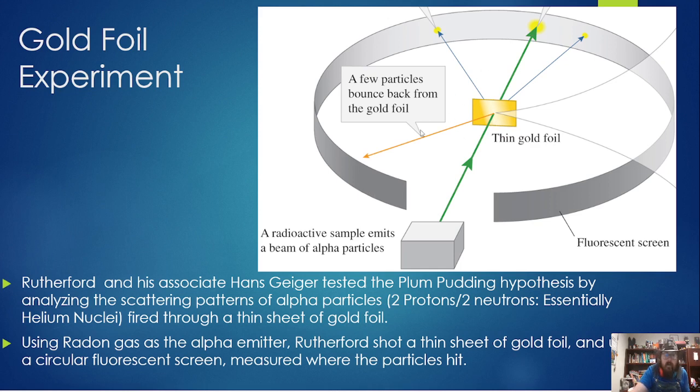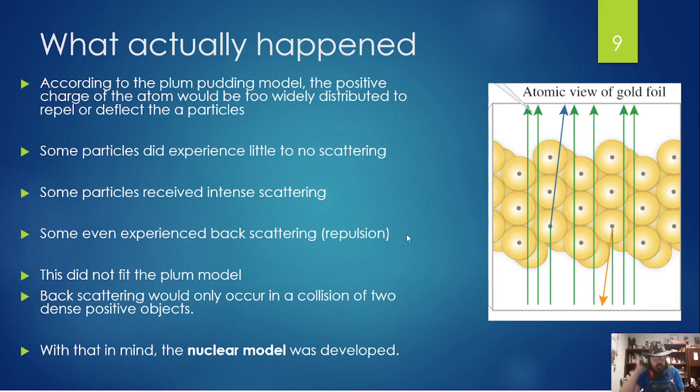Because the scientists didn't just look where they expected the answer to be, but looked at the whole picture. They found that what they thought they were going to find was not the case, because they went in with an open mind and analyzed the whole film. They found this unusual scattering, these bounces back. So, the plum pudding model could not explain why these alpha particles would bounce back.